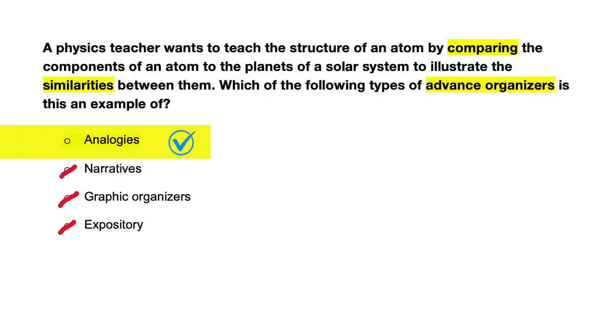Analogies are advanced organizers that can be used to explain 2 topics or ideas by comparing and showing the associations and similarities they share. Analogies help students connect new information to something familiar. In this case, the teacher is comparing atoms to solar systems to make an abstract concept seem easier to grasp.